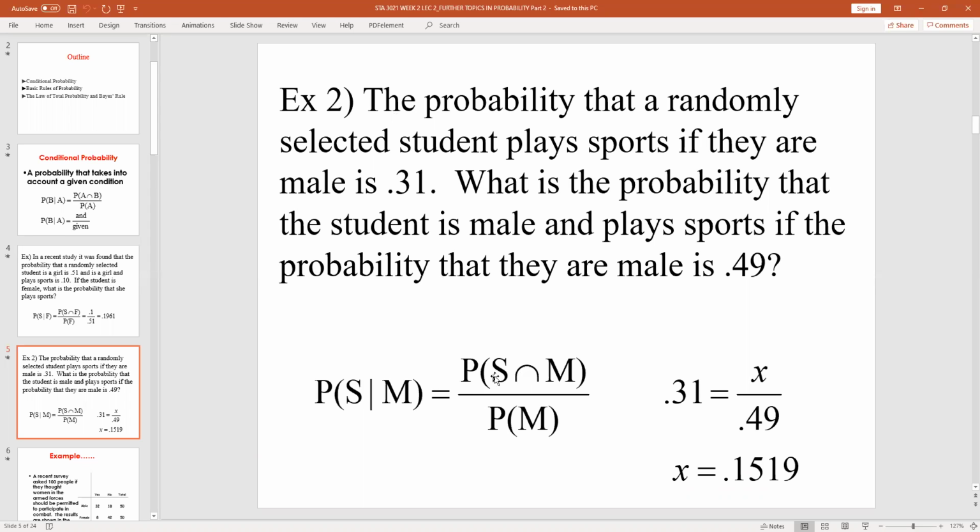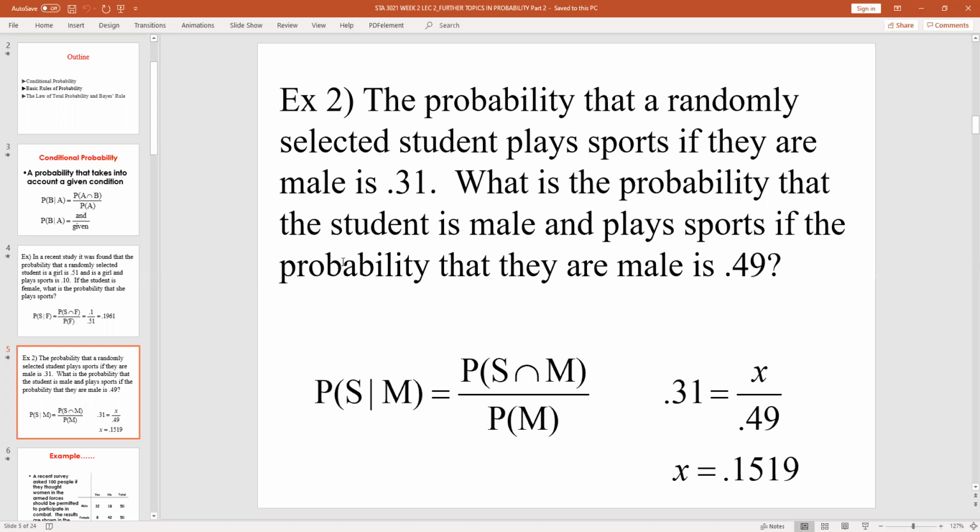Now take a look at this guy right here. The probability that a randomly selected student plays sports if they are male is 0.31. Which means you have already been given a conditional probability in this question. You've been given a conditional because they said a selected student plays sports if they are male is 0.31. This is not a probability of a joint. The conditional probability has already been given.